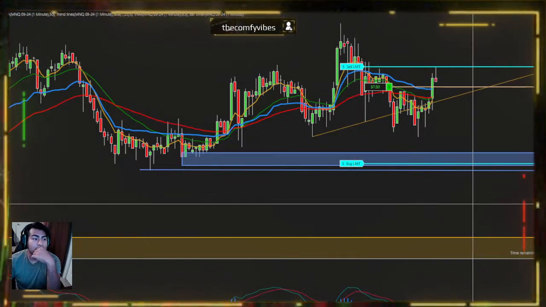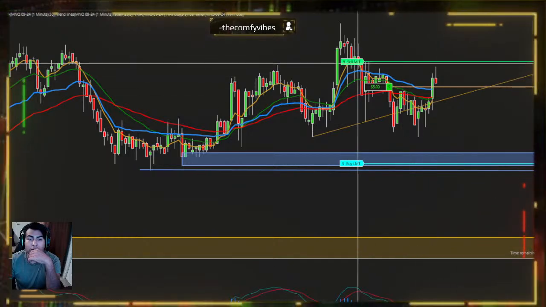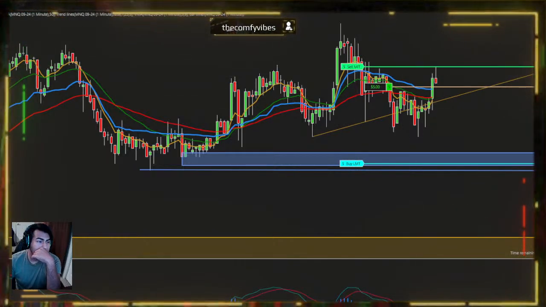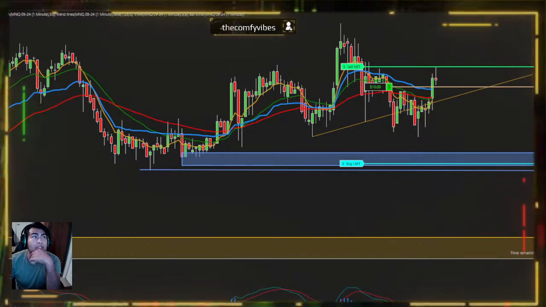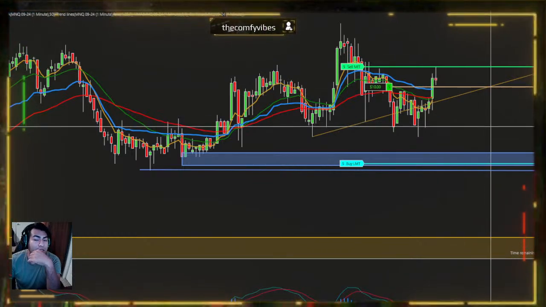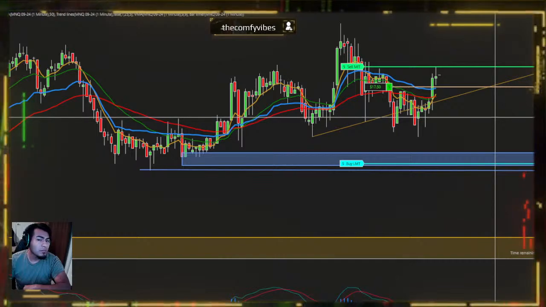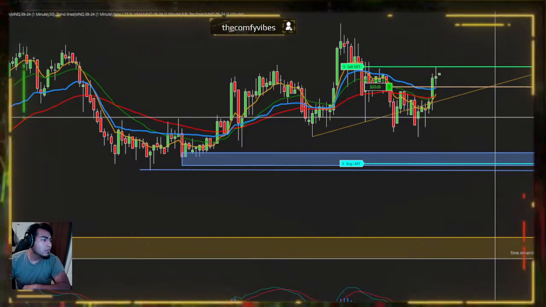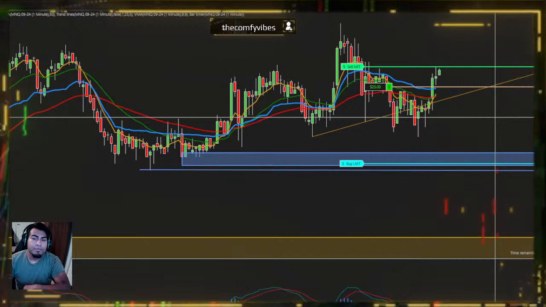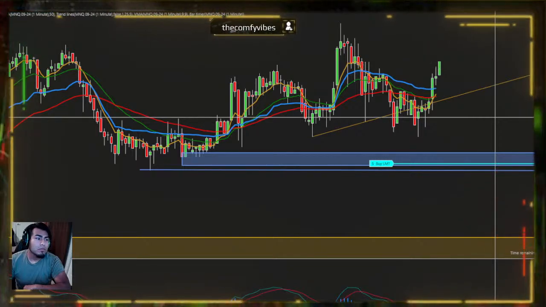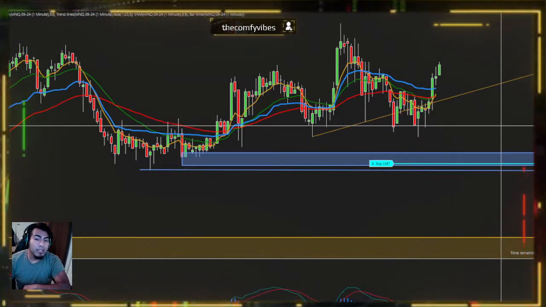Let's set that sell order right there. Actually, you know what? I'm gonna sell limit. That's what I'm gonna do. See what happens here. I want to see this thing hit my sell limit order. There we go. It hit my sell order right there. It hit it.